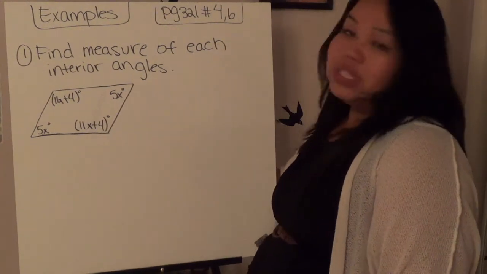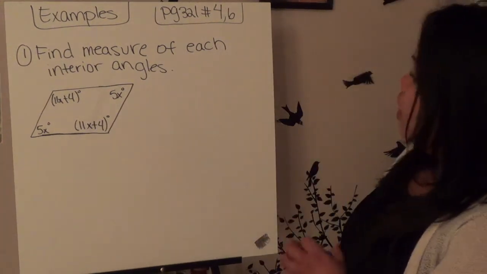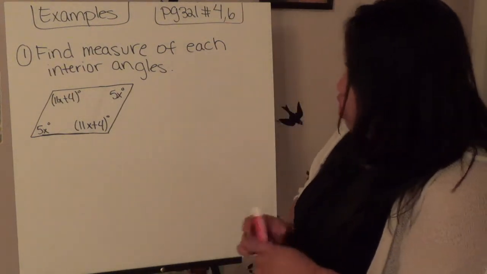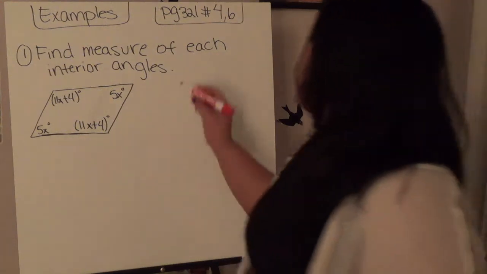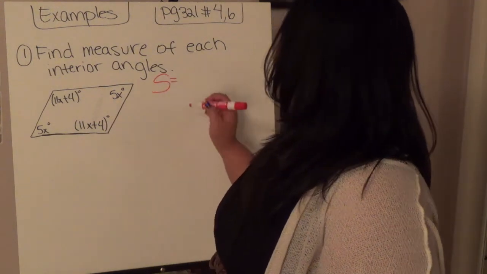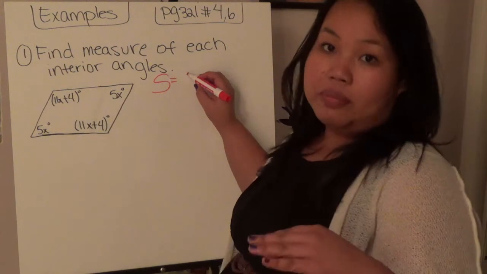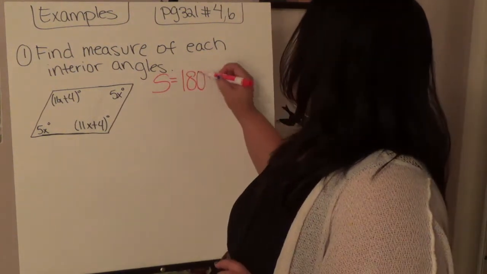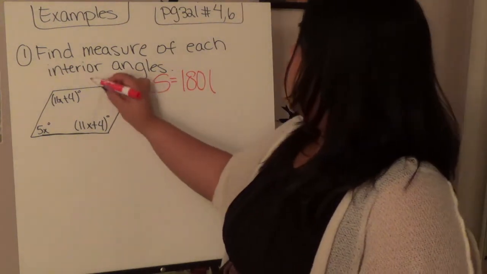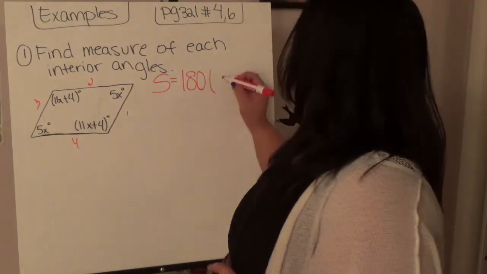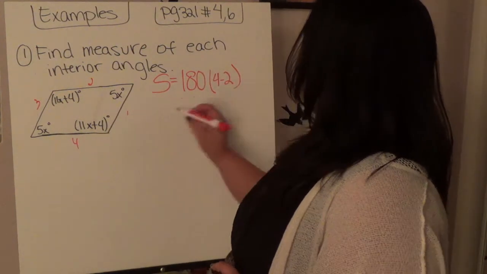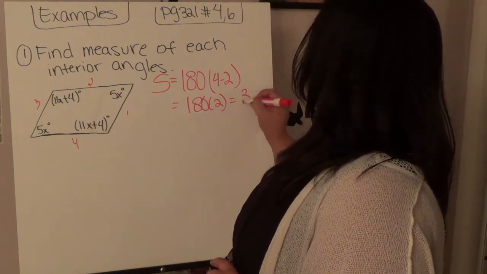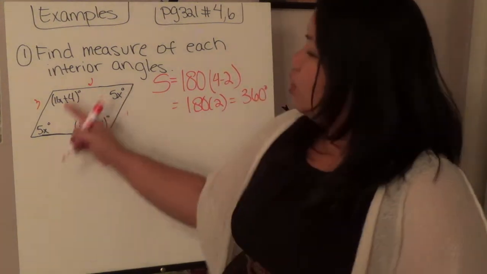Alright, for this example, it's asking us to find the measure of each interior angle. So this is a quadrilateral. Quadrilateral means how many sides? 4 sides. So if I want to know the total, we did it in the example on the previous board. How many sides? 1, 2, 3, 4. 4 sides total, so 4 minus 2. This gives me 180 times 2, which tells me there are 360 degrees total in all of these.